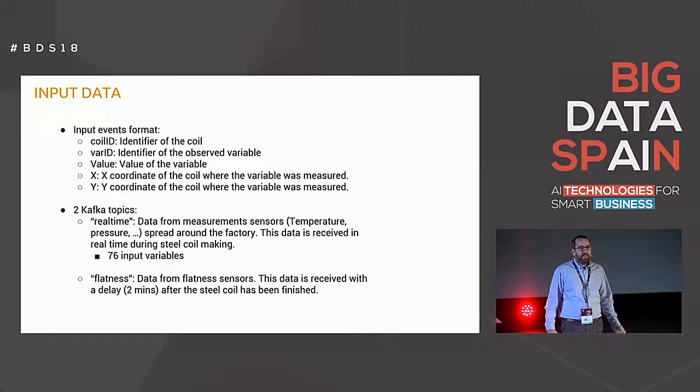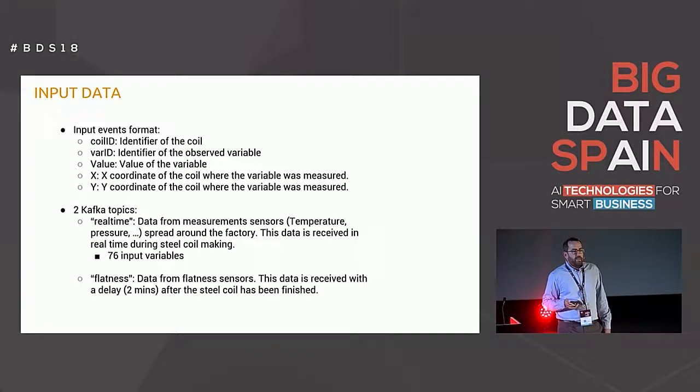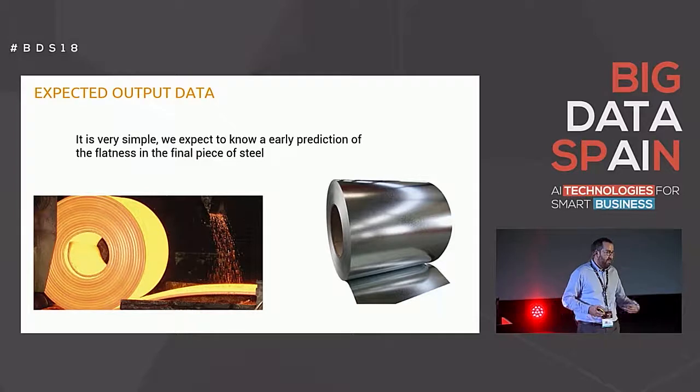How do we receive the data in the problem? We receive the data in 2 Kafka topics. One of them has the information of these measurements of the sensors, and the other has the measure of flatness at the end, with a delay with respect to these real-time measurements. Okay, this is the input data.